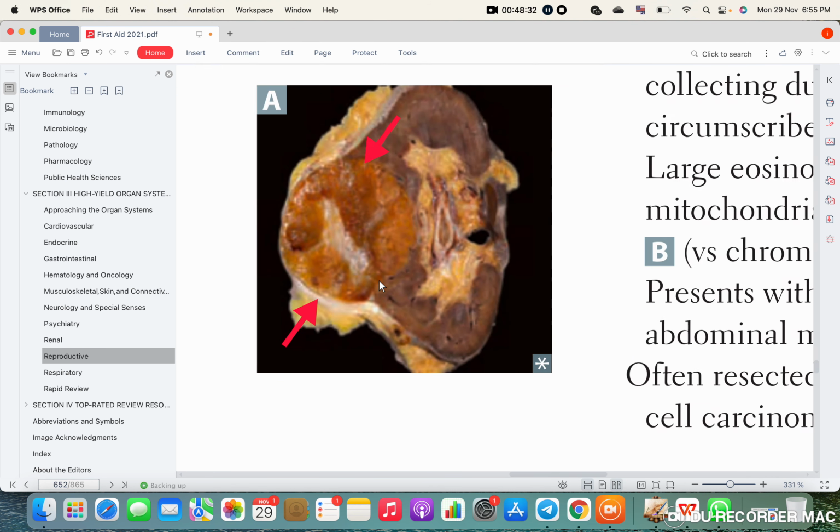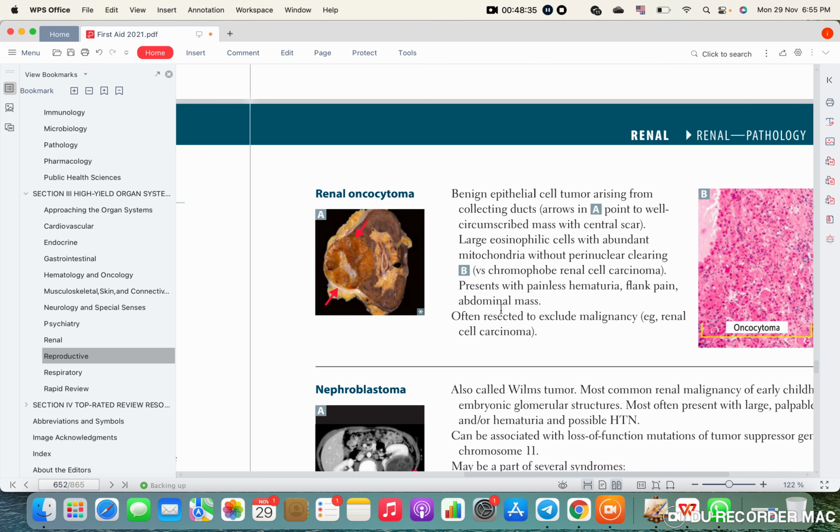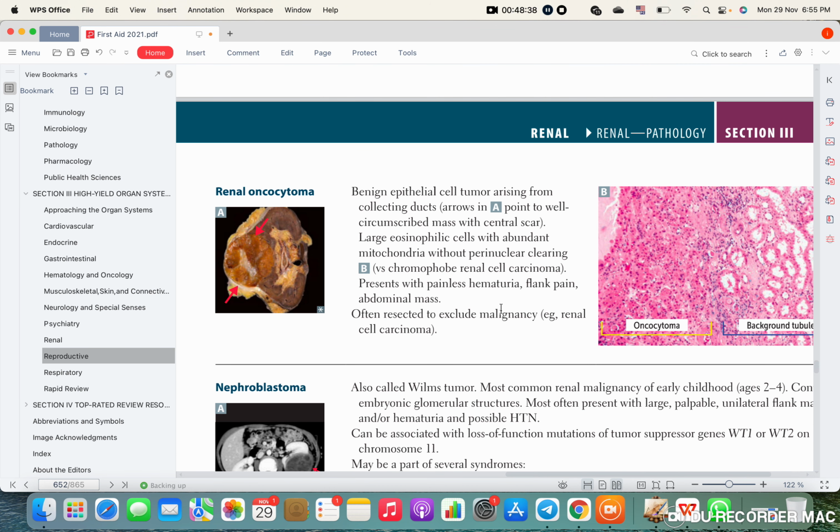Here it is. Okay. So on histology, what are you going to see? The renal oncocytoma has large eosinophilic cells with abundant mitochondria without perinuclear clearing, okay? So they have a lot of mitochondria, and mitochondria look eosinophilic, which means which color? Eosinophilic means pink. This is correct. So in histology it will be a pinkish color because a lot of mitochondria are in it.